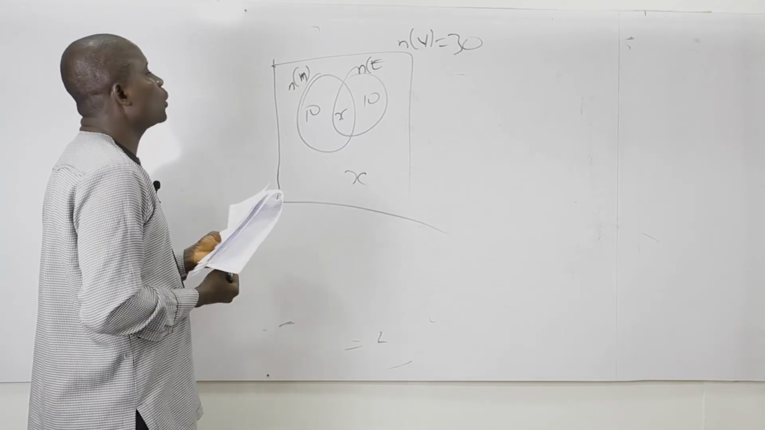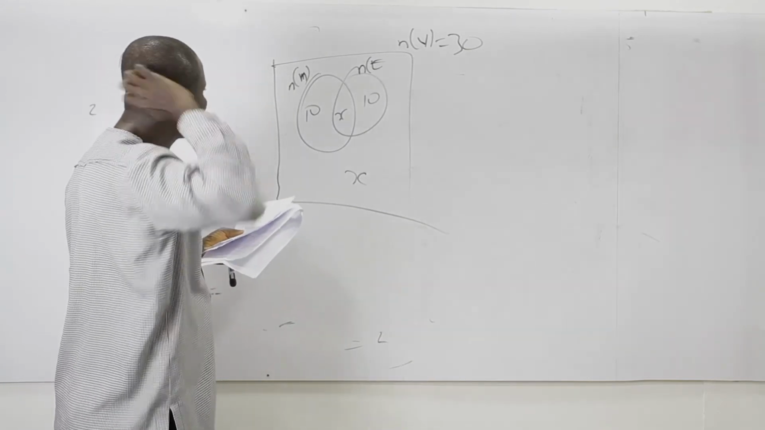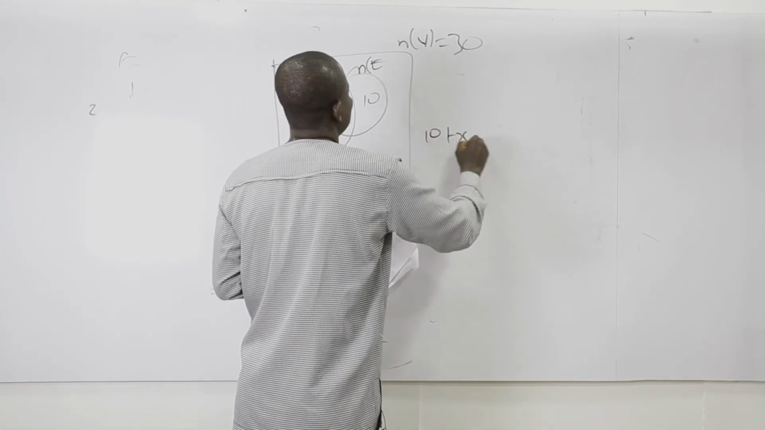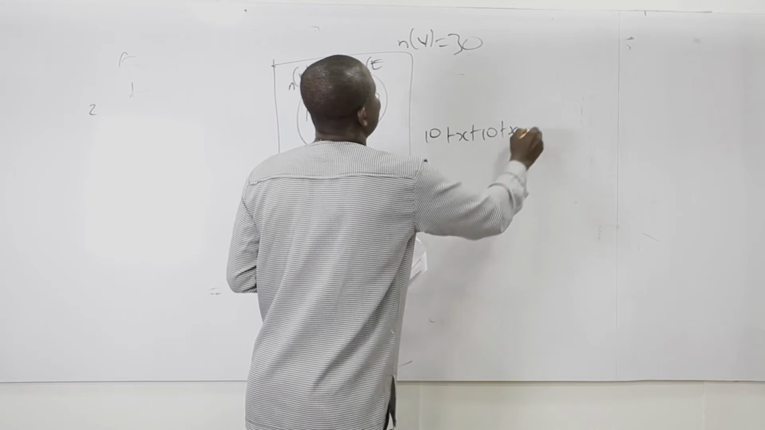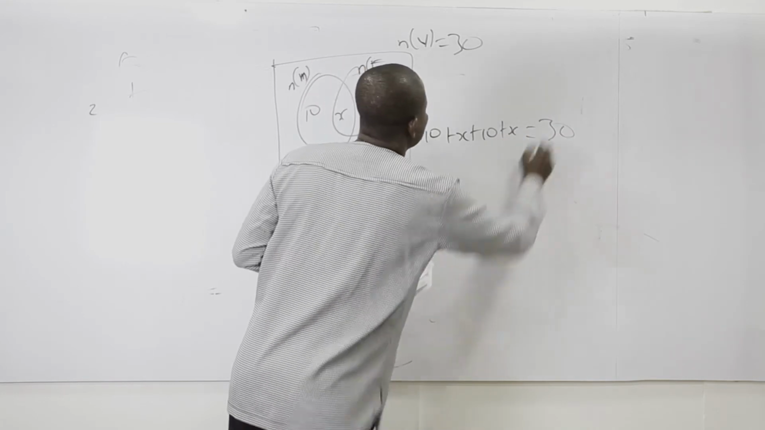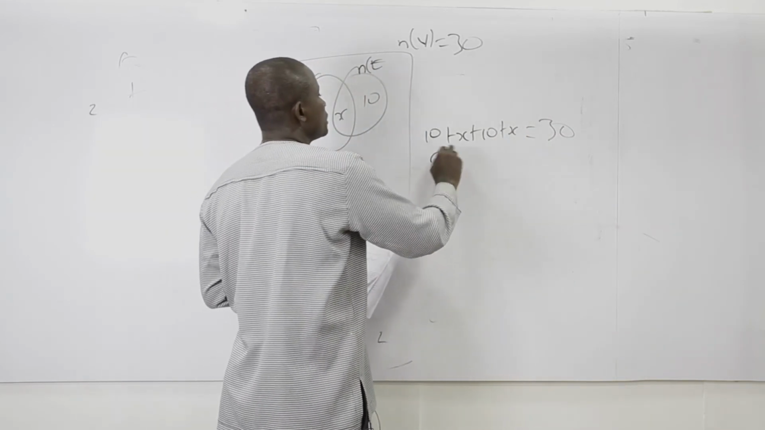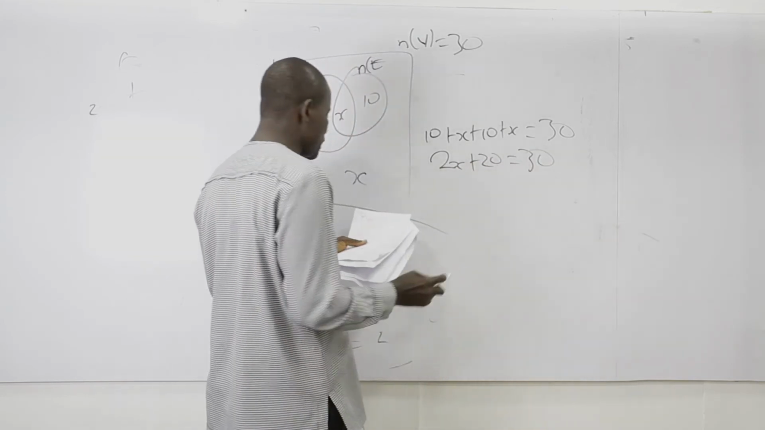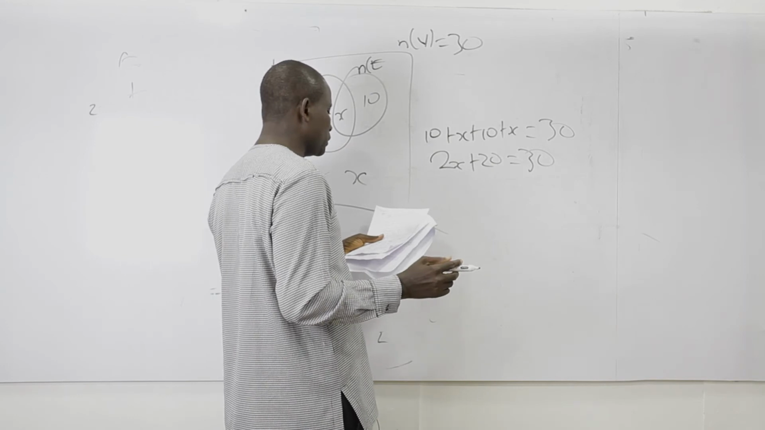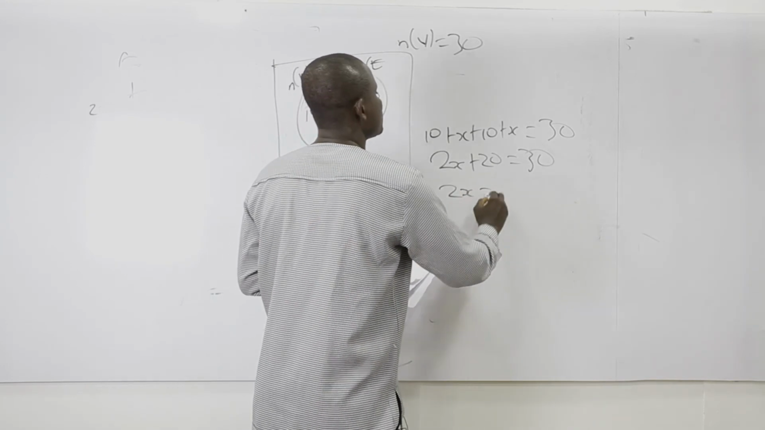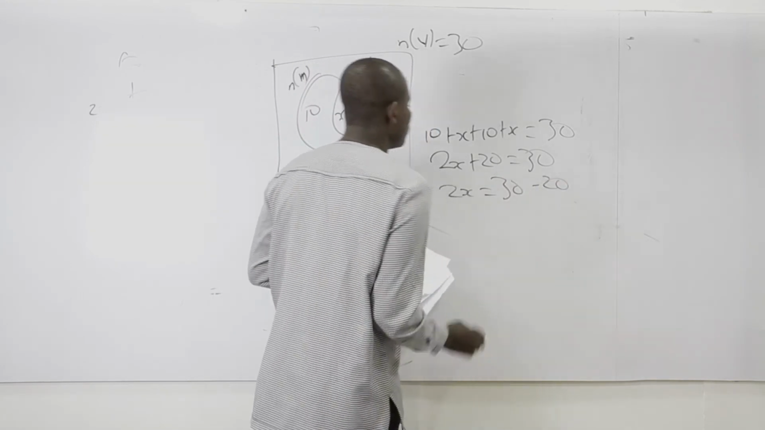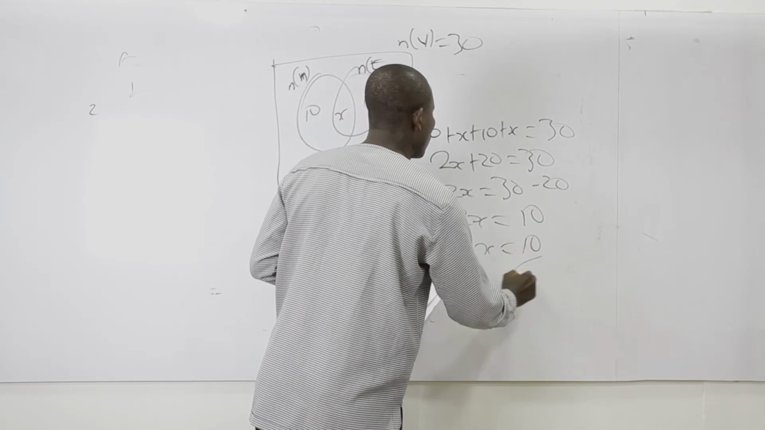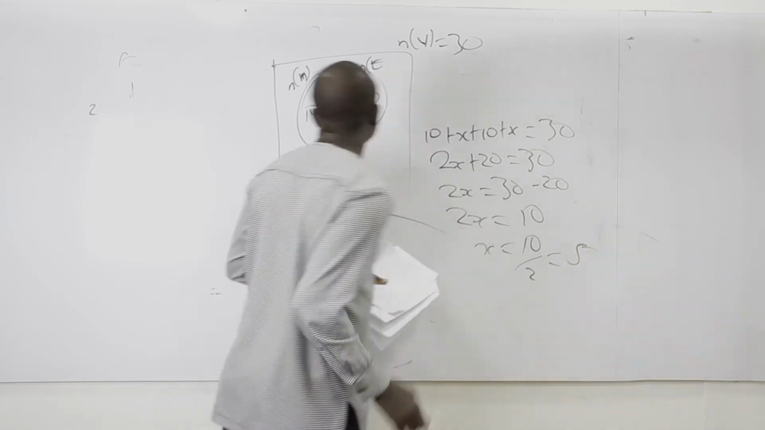Case closed. So how are we going to solve it? Without wasting time, we are going to have 10 plus x plus 10 plus x is equal to 30. So here becomes 2x plus 20 is equal to 30. So 2x is equal to 30 minus 20, so 2x is equal to 10. Then x is equal to 10 over 2, that gives you 5.